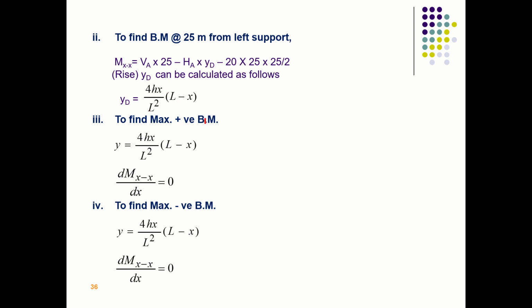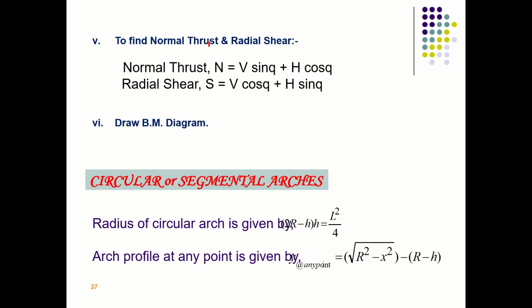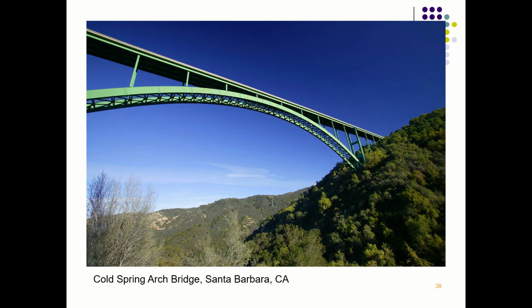To find the maximum positive bending moment, using this equation, differentiate it with respect to x and equate it to 0. Find the negative bending moment using the same equation, right, differentiating it with respect to x and taking it 0. To find normal thrust and radial shear, the normal thrust is given by this equation and the radial shear is given by this equation. And finally, draw the bending moment diagram. So these are the steps and how to solve the problems using these steps, okay? And similarly you can find it for circular or segmental arches.